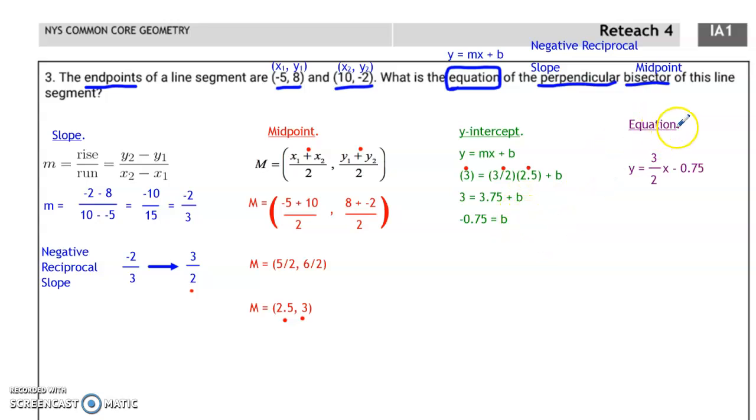So your final answer, your final equation should be y equals 3/2 x. This 3/2 comes from the negative reciprocal slope that we found in the first step. And the y-intercept is negative 0.75, as found here.